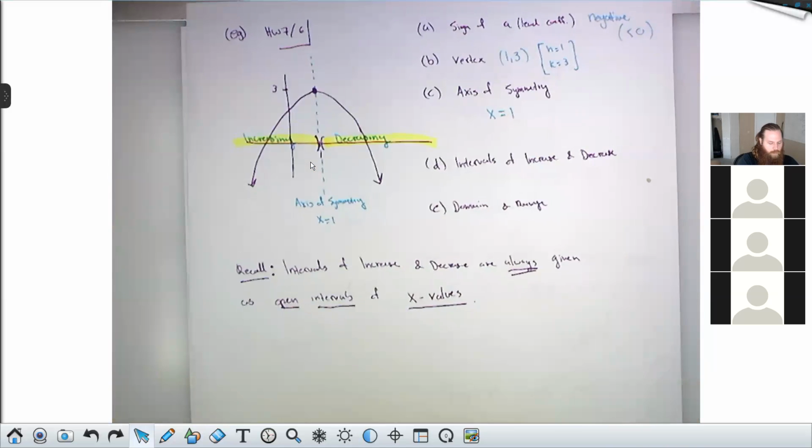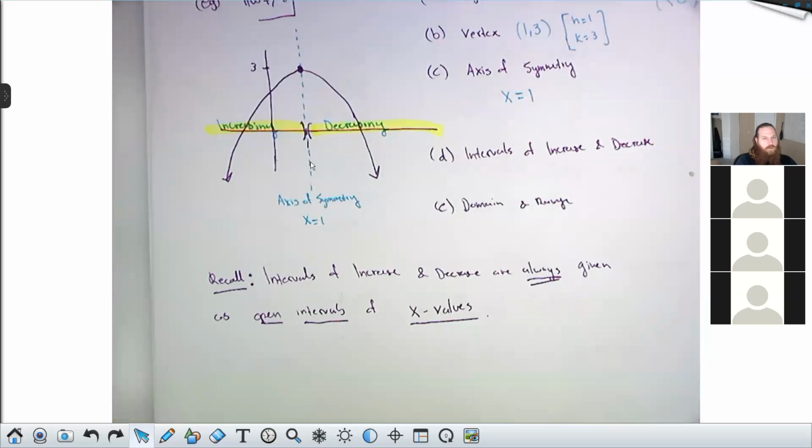When I ask you where a function is increasing or decreasing, you need to tell me the open intervals of x values, not points, not y values. If you find yourself reporting any y values, something has gone wrong.